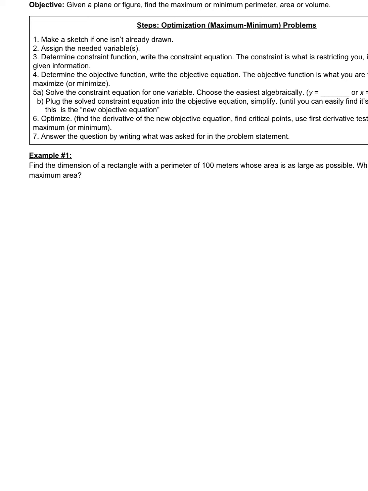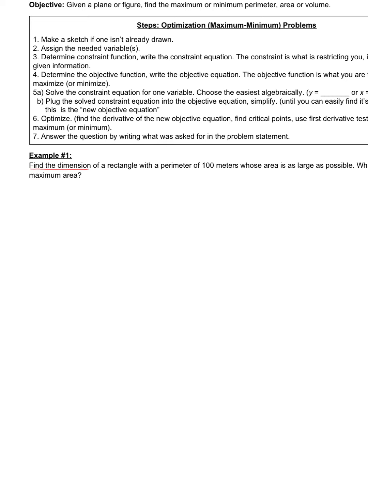All right, here we go. Again, these are word problems. So the first step is to make a sketch. All right, everybody can make a sketch. There's your first point. So example number 1. We want to find the dimensions, so let's underline that. That's what it's asking us for. So find the dimensions of a rectangle with a perimeter of 100 meters whose area is as large as possible.